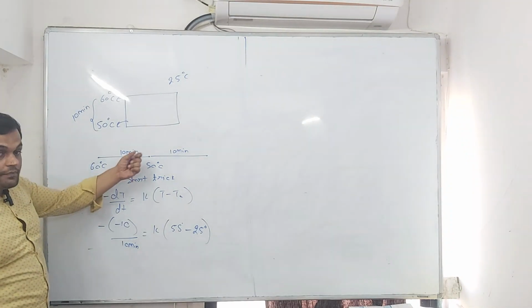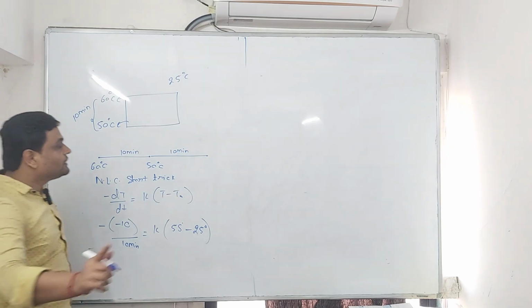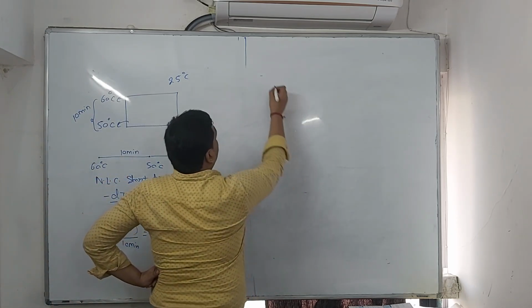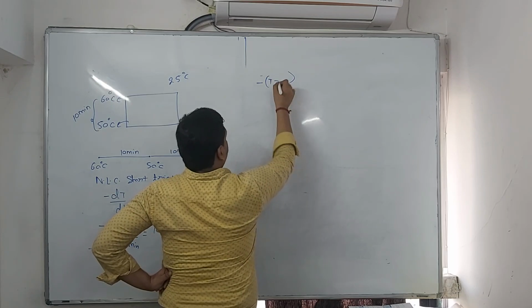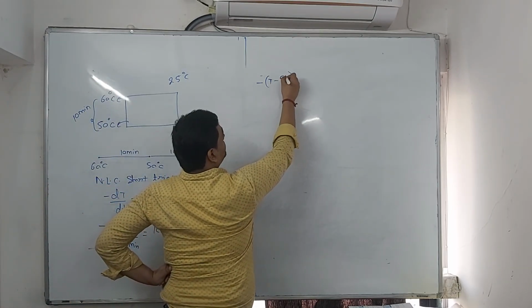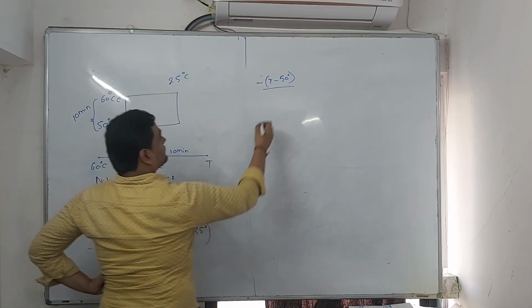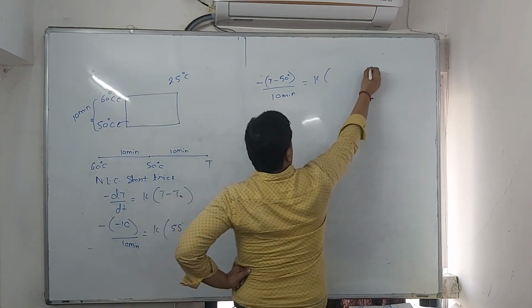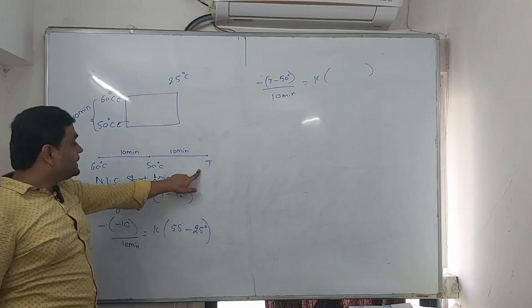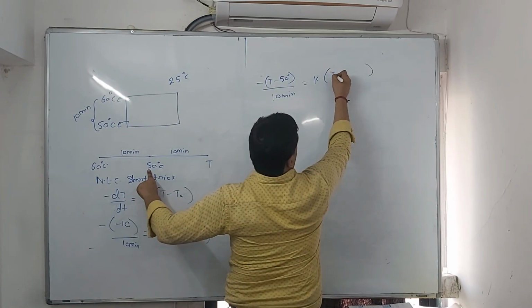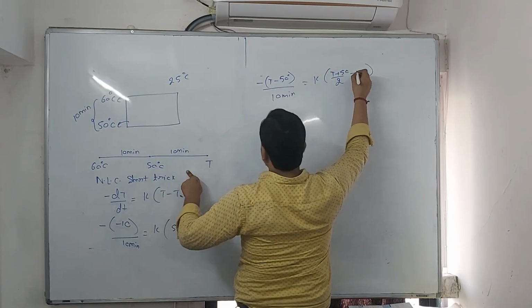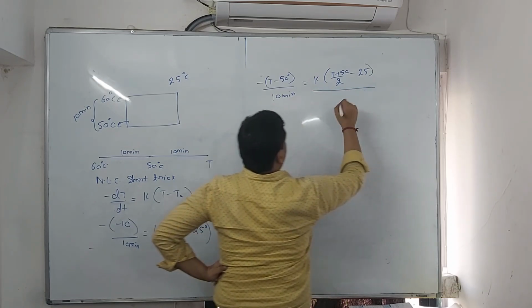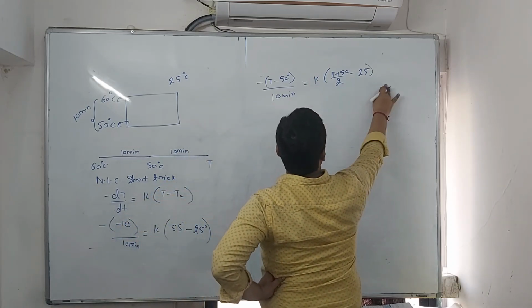Now what they are asking is, what will be its temperature again after 10 minutes? So let us say this temperature is T. Now minus, this will be (T minus 50) degrees divided by dt, 10 minutes, equals K. Here again, what do we have to put? The average, (T plus 50) divided by 2, minus the temperature of the surrounding.